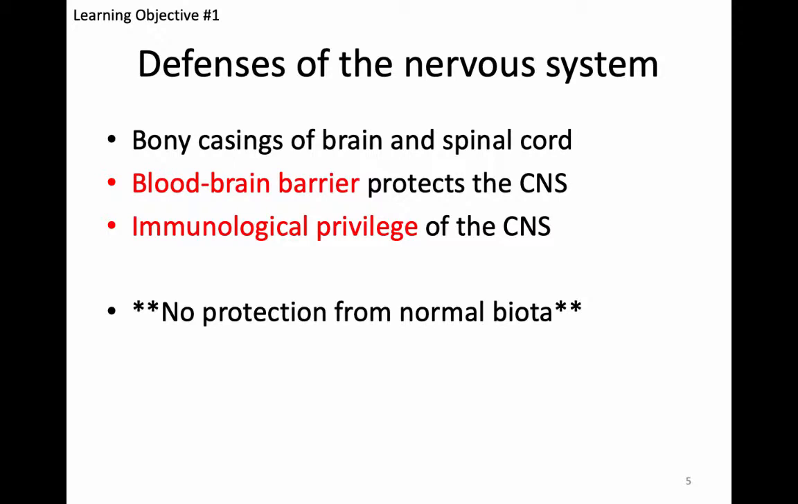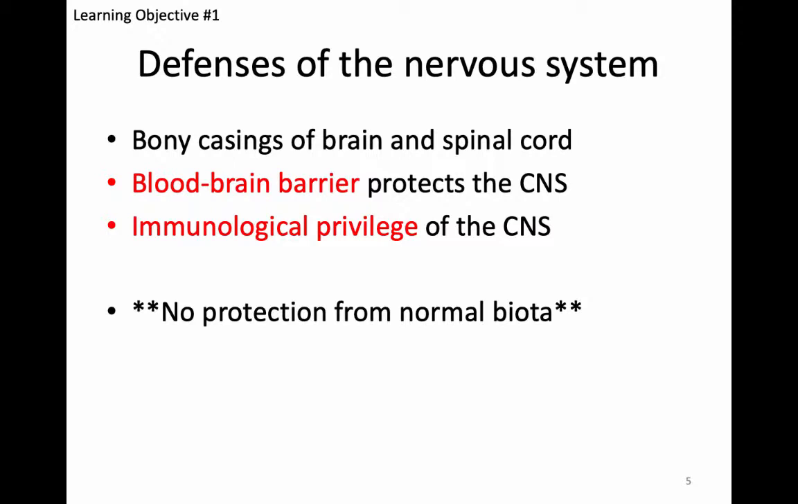Increased volume or fluid in the central nervous system will cause damage to those tissues because there's no room for extra volume without putting a lot of pressure on the brain or the spinal cord. So in the central nervous system, there's a very limited presence of immune cells. There's less expression of MHC molecules, which means less antigen presentation to T cells. There's also less circulating complement proteins, so we have less response from the innate immune system. And then in addition, there's no protection from normal biota.